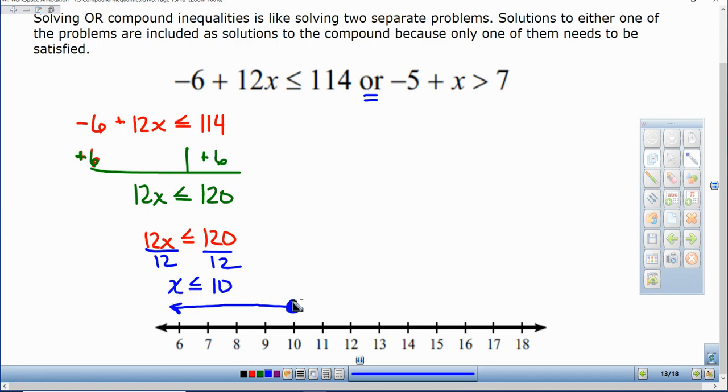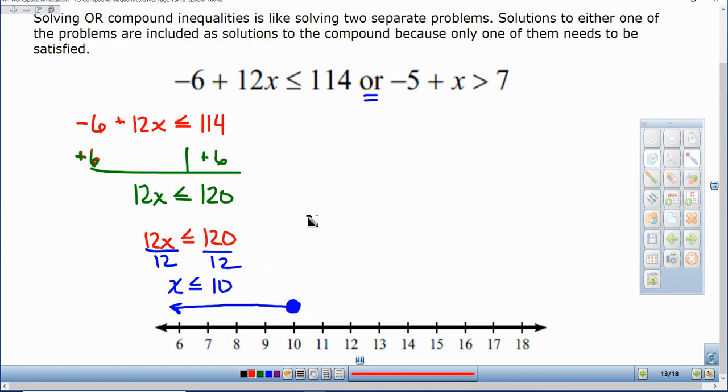And so that is a solution there. So all the numbers that have been shown on this graph will satisfy this inequality. But remember, or means it's not just those numbers. Any of the ones that satisfy this inequality is fine too, because we don't have to satisfy both of these inequalities. One or the other is fine.